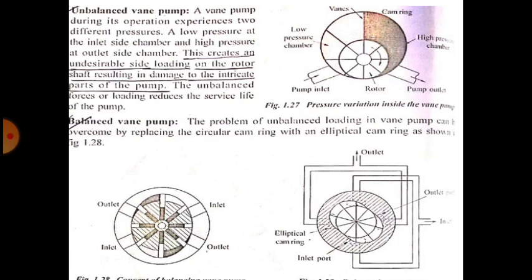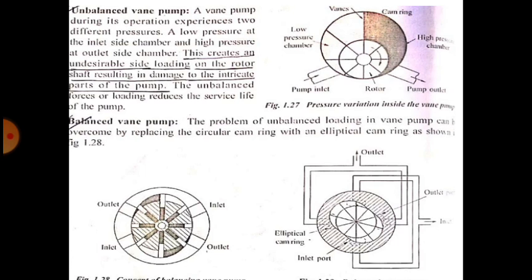It is known as a balanced vane pump because the forces acting at the inlet and outlet are equal and opposite, so the forces are balanced and there is no stress on the shaft. That's why it is known as a balanced vane pump. There are no stresses on the pump shaft, and it operates smoothly without noise as compared to the unbalanced vane pump.